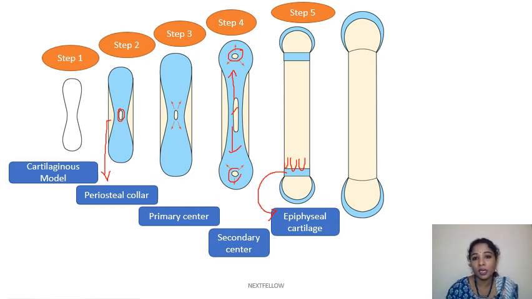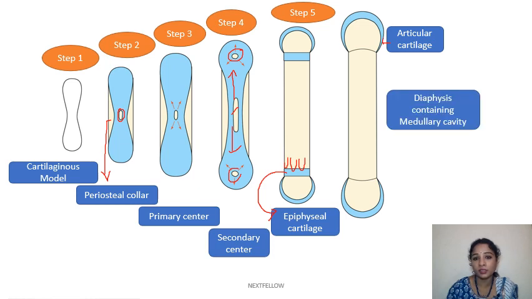And we can see the articular cartilage as well covering the epiphysis. This is the articular cartilage which covers the epiphysis, and the diaphysis contains the medullary cavity. Inside, a hollow cavity will form, which is called the medullary cavity, filled with the bone marrow.